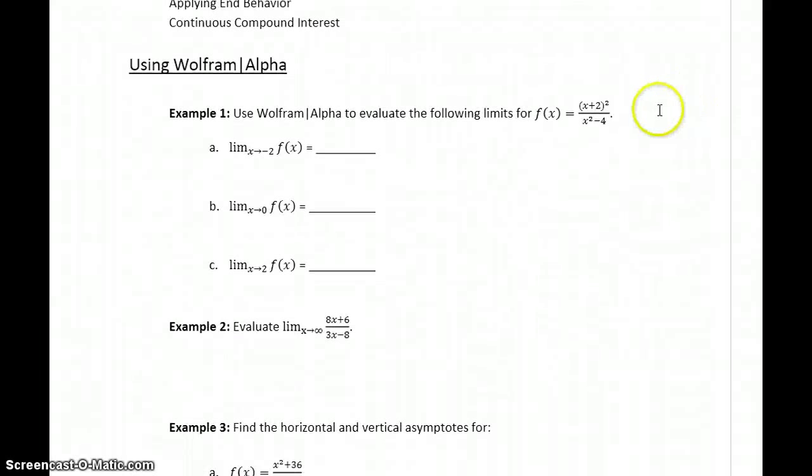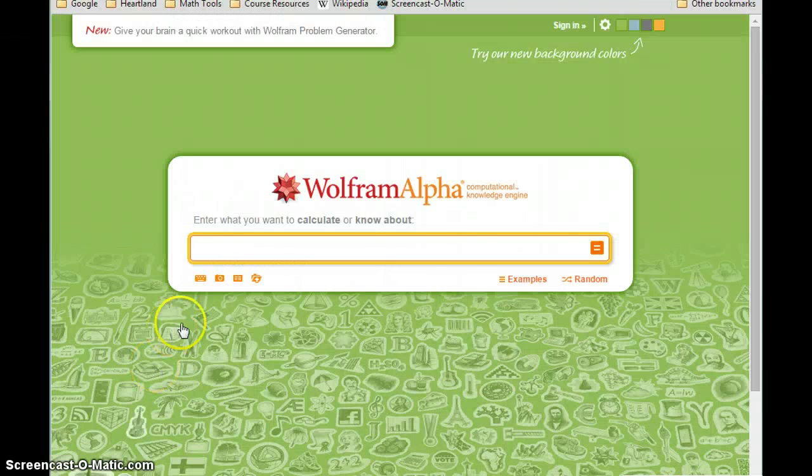So let's start off with example 1. We're given this function, x plus 2, that quantity squared, divided by x squared minus 4, and we have 3 different limits that we want to evaluate. So in order to do this, again, Wolfram Alpha is relatively intuitive, so we can typically just tell it what we want it to find.